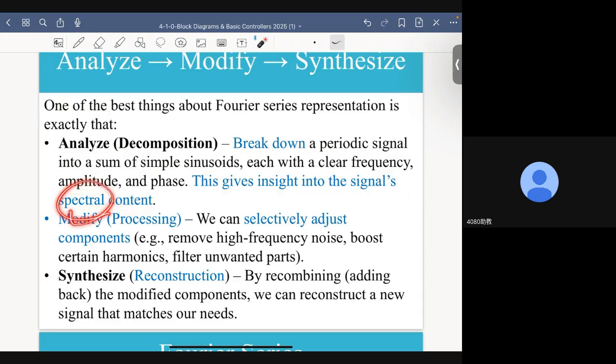Whenever you see the term spectral, it means you discuss things in the frequency domain. Spectral content really means the frequency composition, all right? It is the content in the frequency domain, all right?